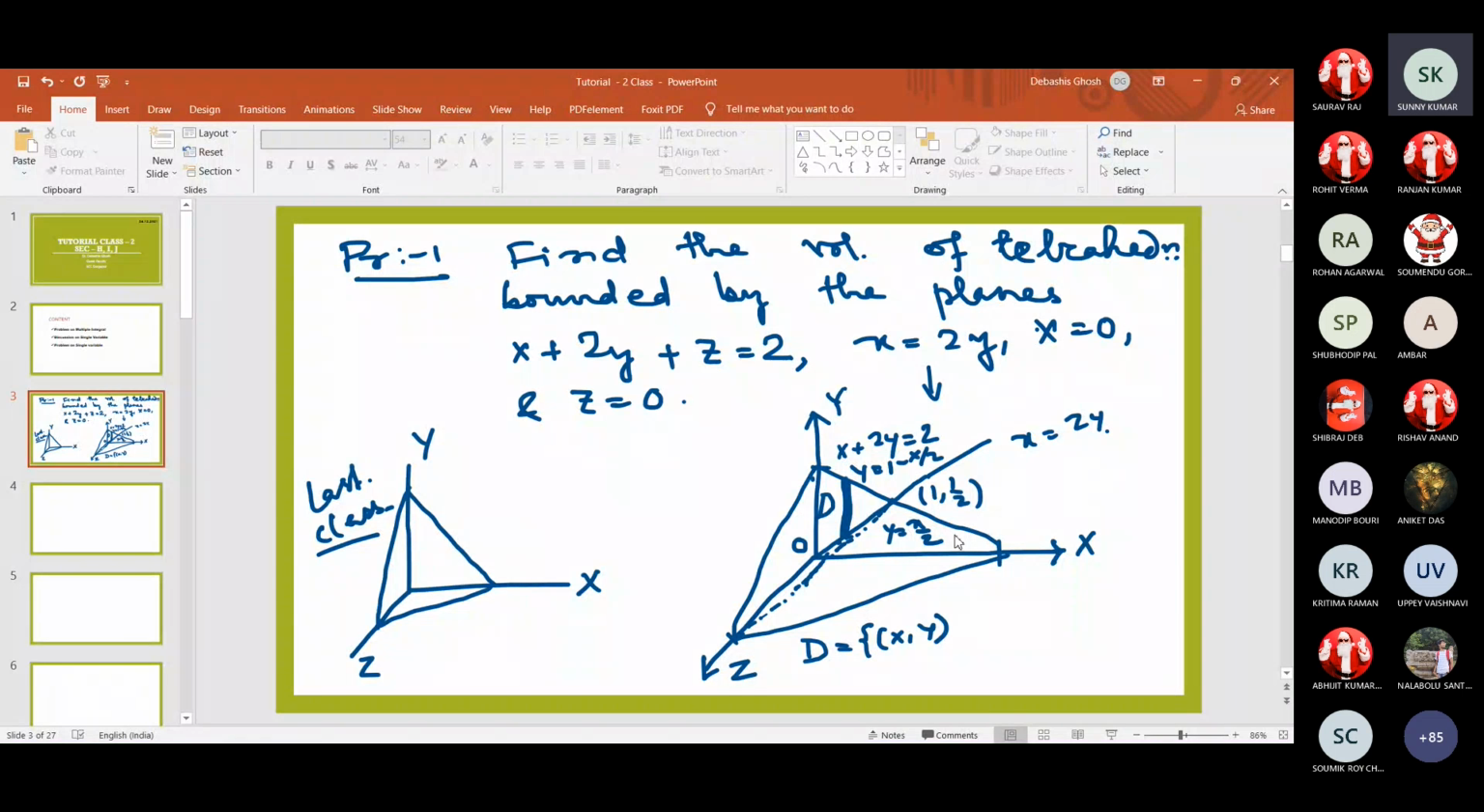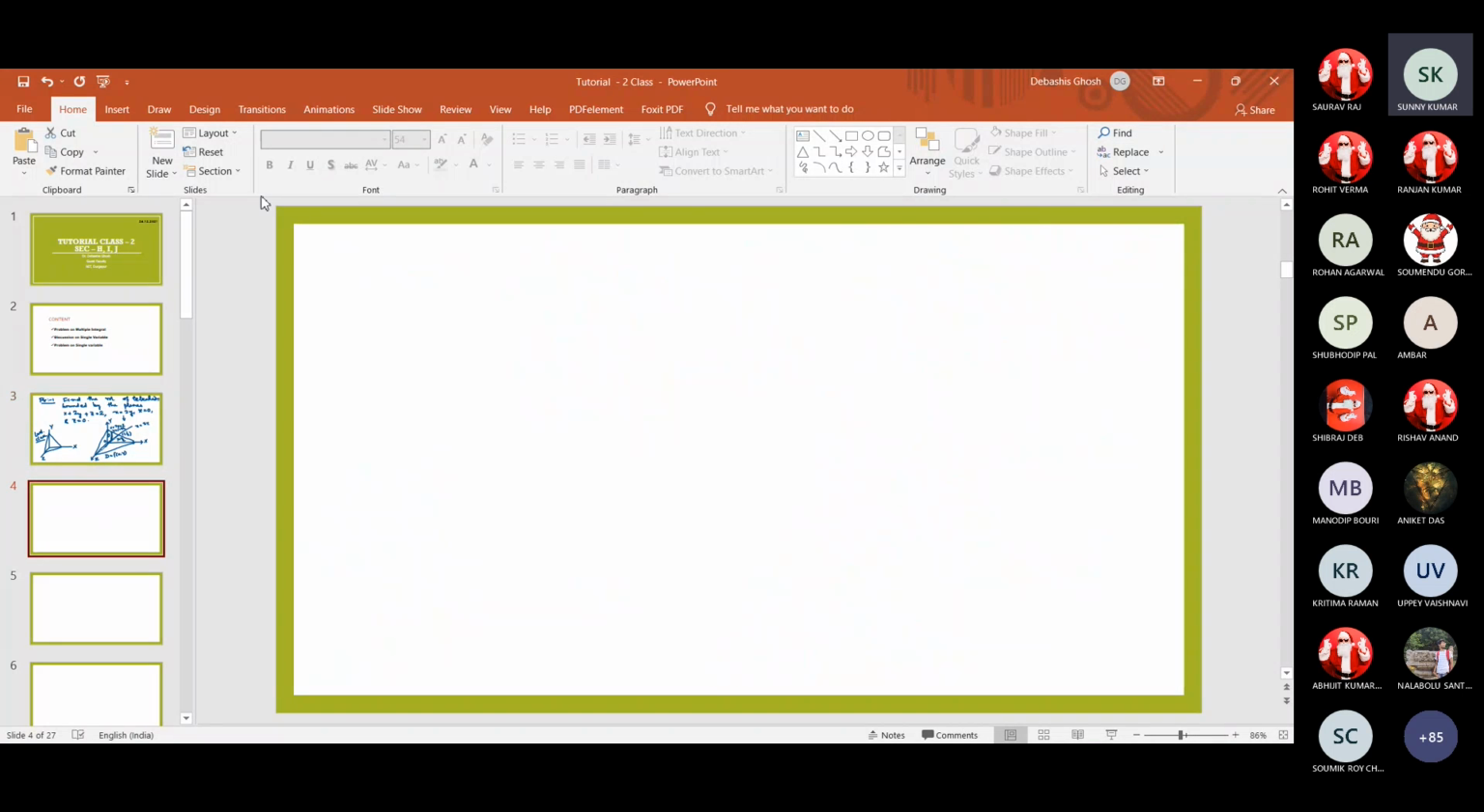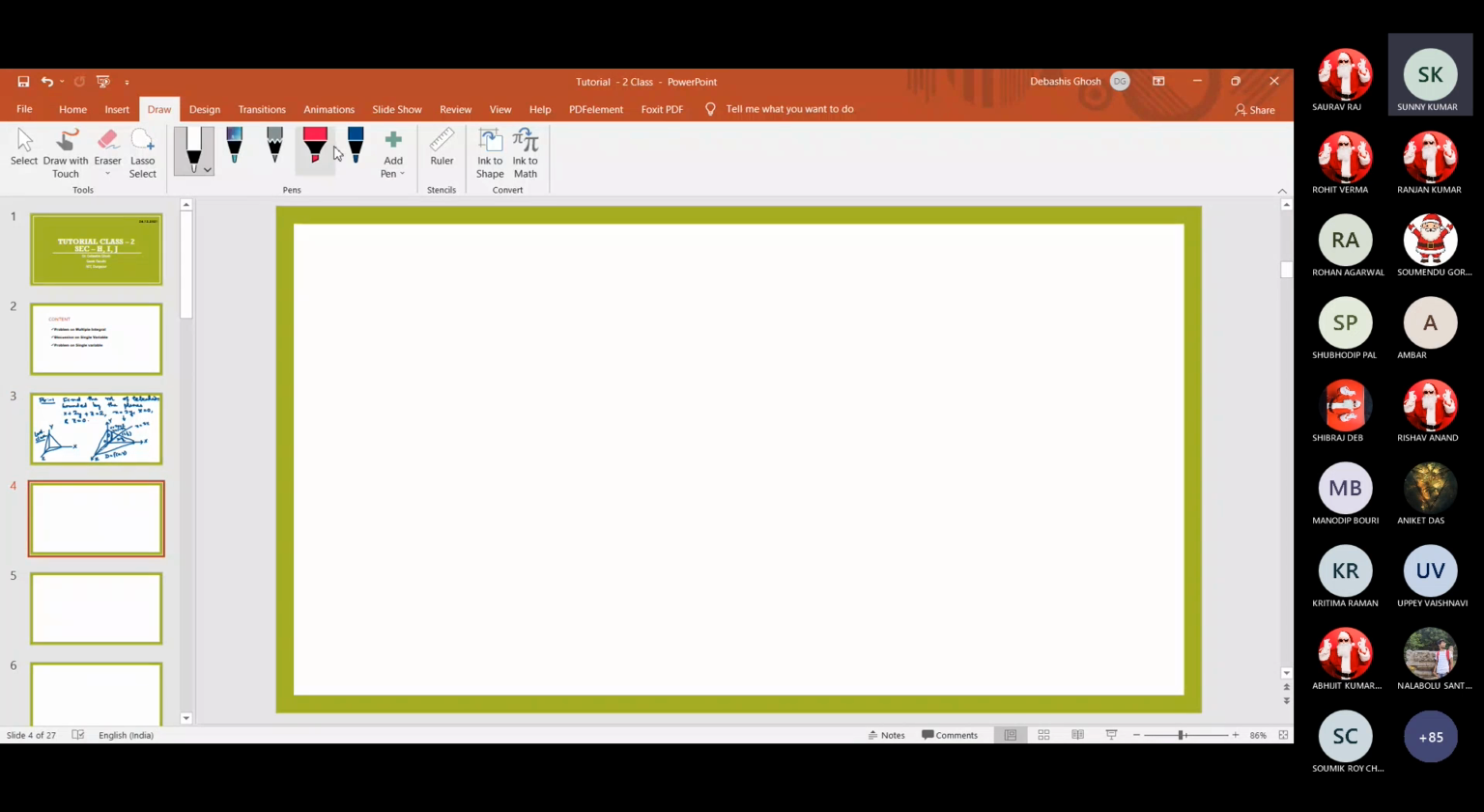Okay, I will write the problem again. Is it possible to see it simultaneously or not? Can you see what I have written? Yes, sir, it is visible. Okay, so I'm writing here.